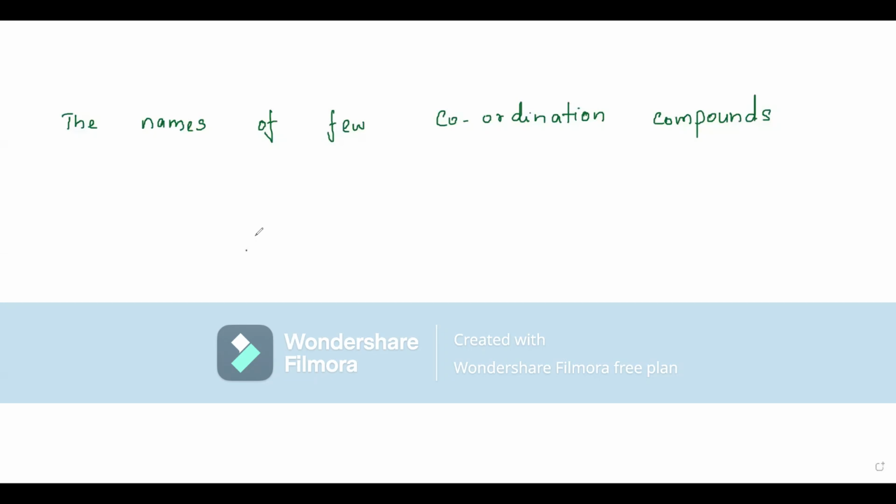In this episode, let us see the names of certain coordination compounds. So, our target today is to learn nomenclature. Let us begin with anionic complex. The meaning of this word anionic complex is the complex part of the coordination compound is negatively charged. That means the counter ion is positively charged.